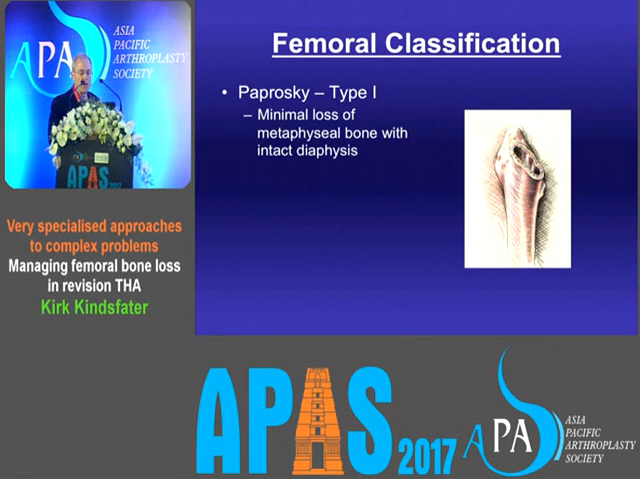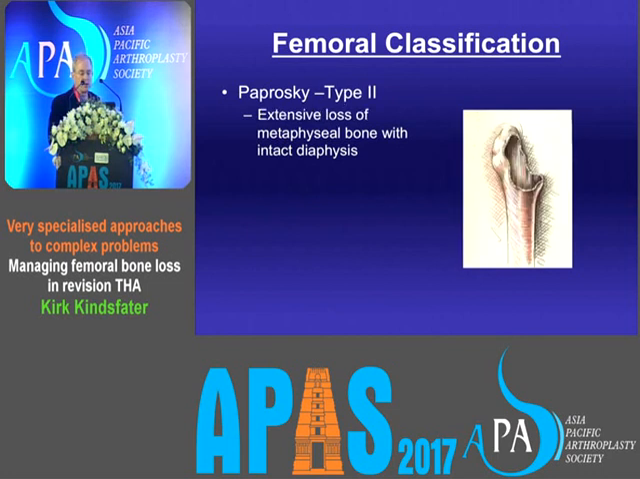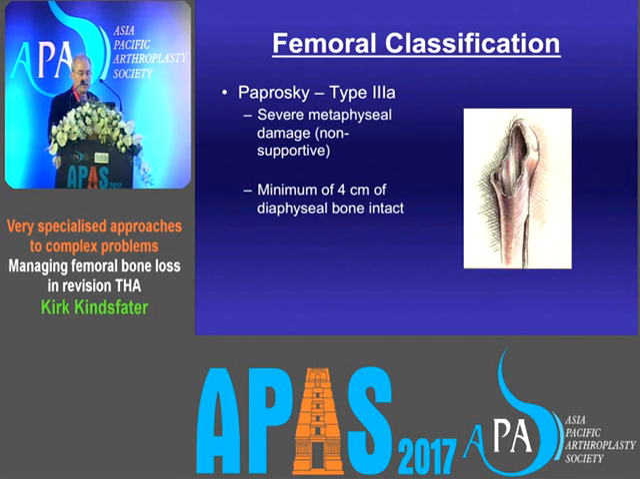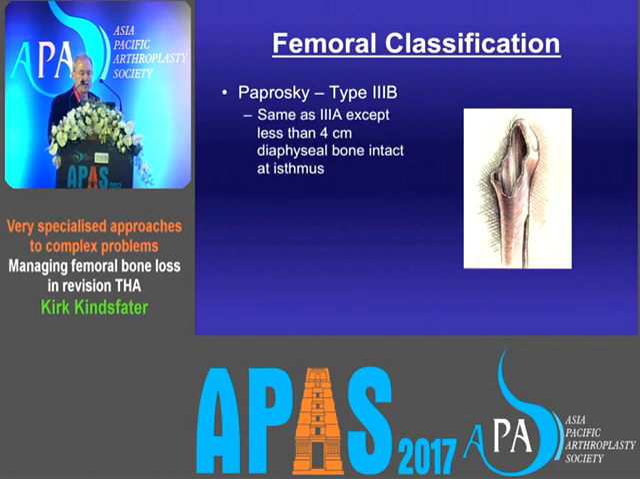Type 1 is minimal loss of metaphyseal bone. The diaphysis is intact. This is almost like a primary hip. Type 2 has more extensive loss of metaphyseal bone, but the diaphysis is still good. Then we have the 3A, where the metaphysis is really not supportive, but you have a good diaphysis. And a type 3B is the same as a 3A, but you have less than 4 centimeters of isthmic fixation available.